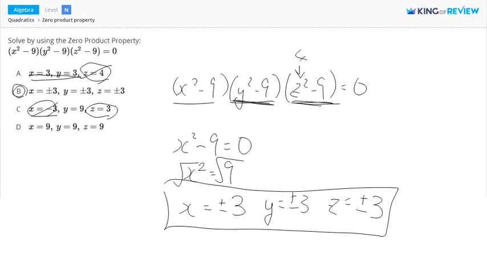Option C says x equals negative 3 and z equals 3, so these are missing the positive parts or negative parts. And on top of that, it says y equals 9. Well, if we plug in 9 to this, we know that that's not going to be equal to 0. So this is definitely wrong too.